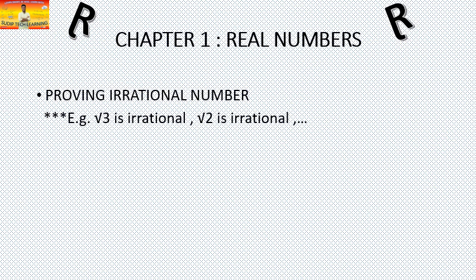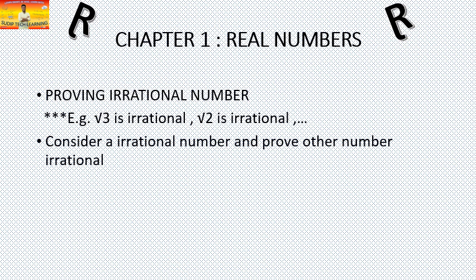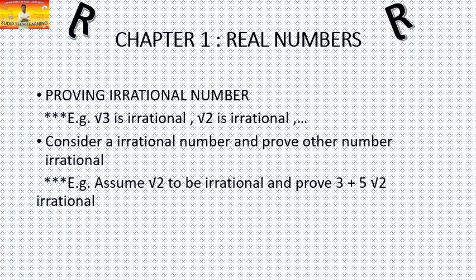So you have to learn. There are proper steps. Your teacher must have shown you how to solve it. You learn all those steps properly, and you have your 4 marks with you. If this question doesn't come, there is another question which says consider an irrational number and prove other numbers irrational. For example, assume root 2 to be irrational and prove 3 plus 5 root 2 is irrational. This is similar to showing root 3 is irrational, root 2 is irrational, but there are some steps that differ here and there. You have to learn how to do this type of problem also, because this again will come for 4 marks. You can directly score them.